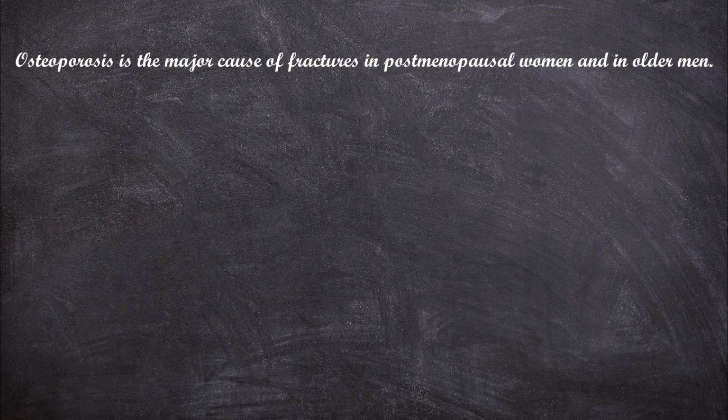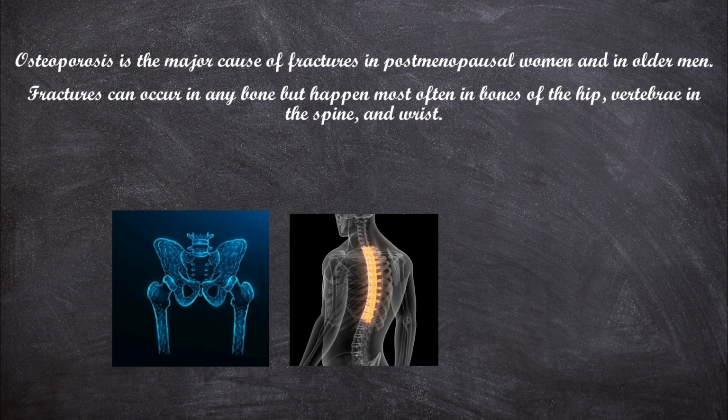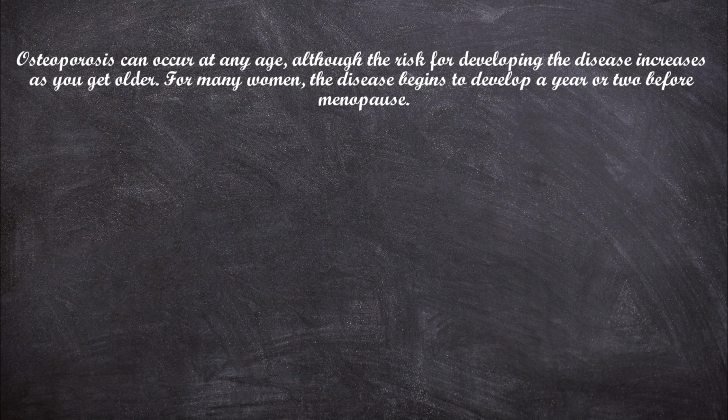Osteoporosis is the major cause of fractures in postmenopausal women and in older men. Fractures can occur in any bone, but happen most often in bones of the hip, vertebrae in the spine and wrist. We'll talk later about menopause and postmenopause. Osteoporosis can occur at any age, although the risk for developing the disease increases as you get older. For many women, the disease begins to develop a year or two before menopause.